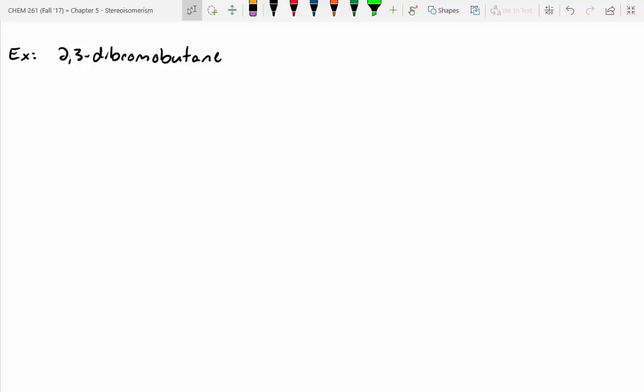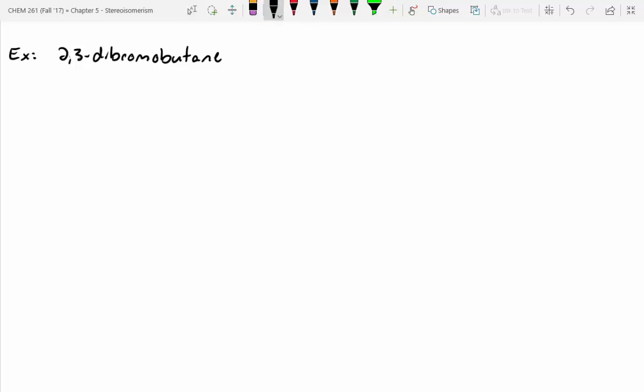If you think you got all the isomers, give me a thumbs up. Show me with fingers how many you think there are. See some 2s and some 4s. Let's check.